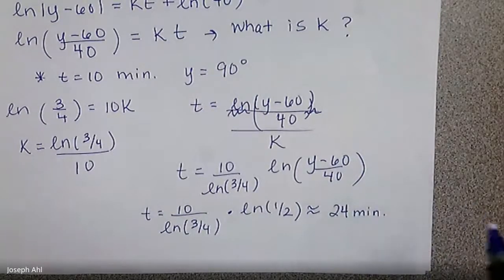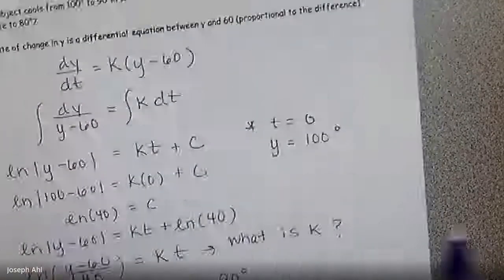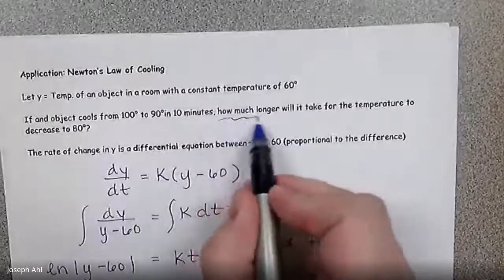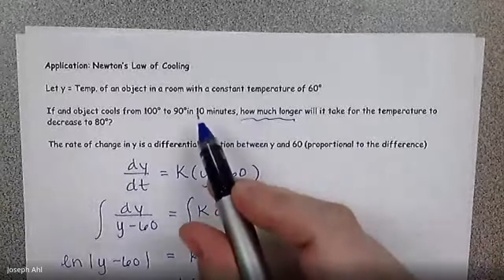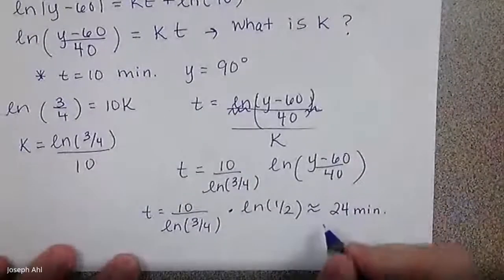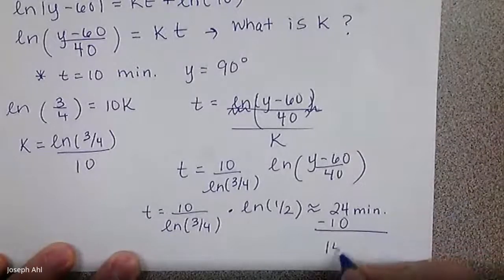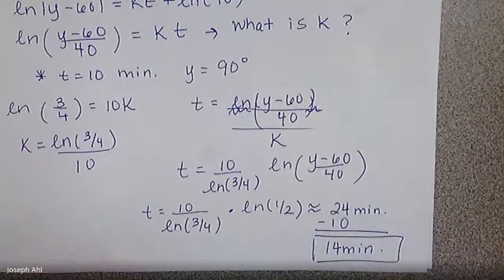And of course, we want to make sure we answer the question correctly. The question said, how much longer will it take? Well, if it took 10 minutes to get to 90, subtract that 10 minutes out, and it takes an additional 14 minutes to get to that temperature of 80 degrees.